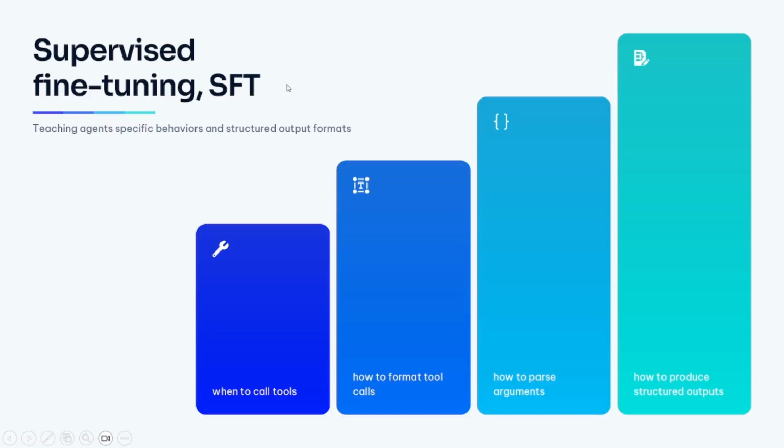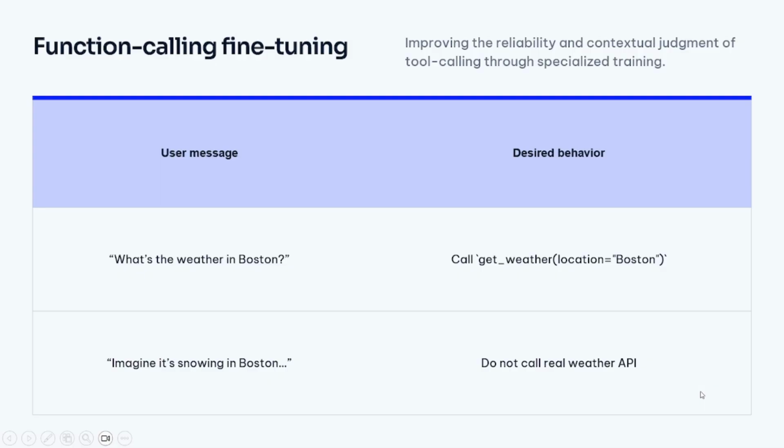Supervised fine-tuning, SFT: teaching agent-specific behavior and structured output format by using a clean data set. You can implement the following: when to call tools, how to format tool calls, how to pass arguments, and how to produce structured output. These are specific fine-tuning targets, such as function calling fine-tuning.